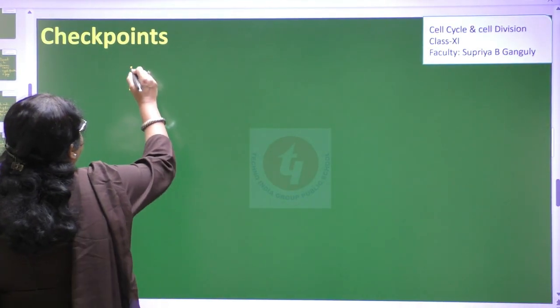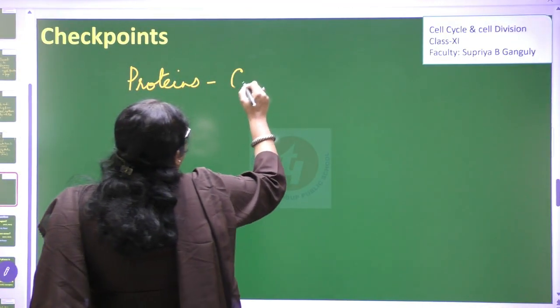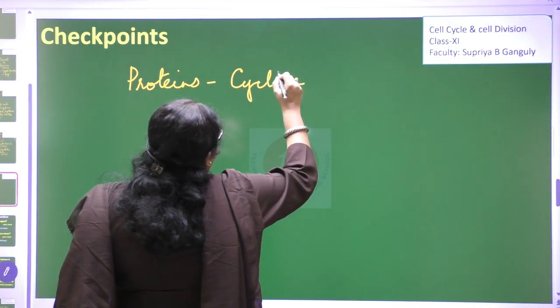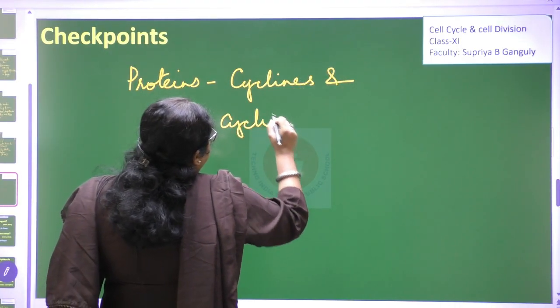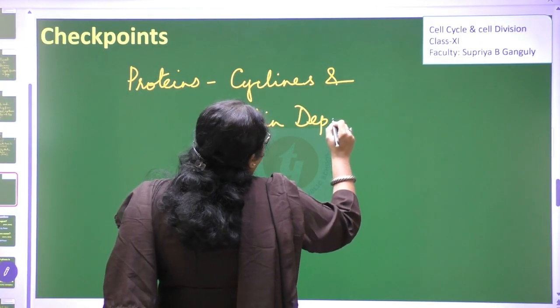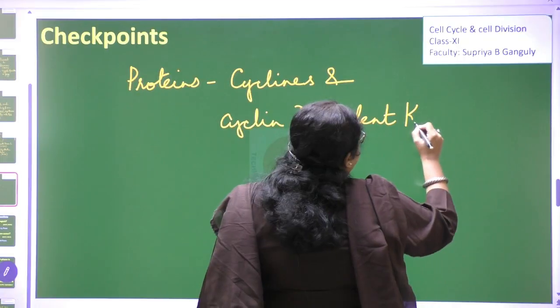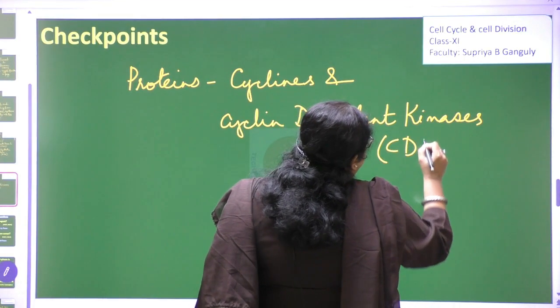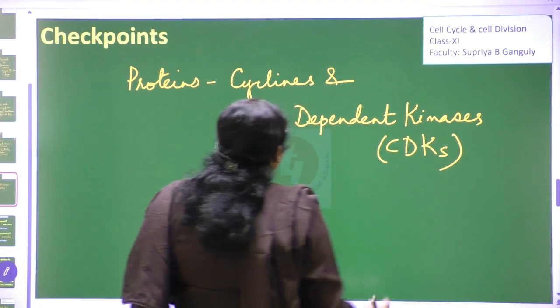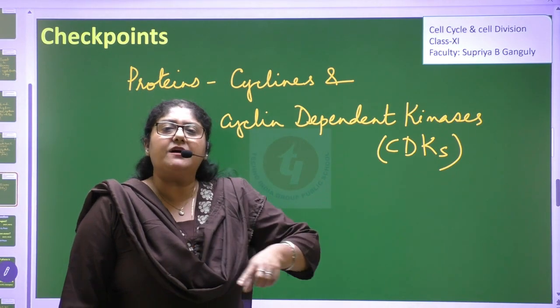And these checkpoints are nothing but two proteins. These are cyclins and cyclin dependent kinases, CDKs. So these are the two proteins which regulate the entire process.